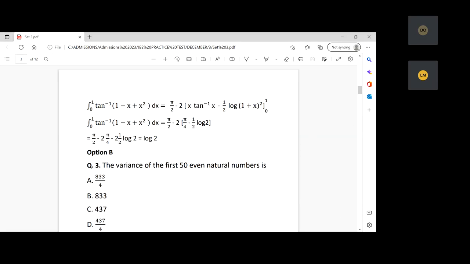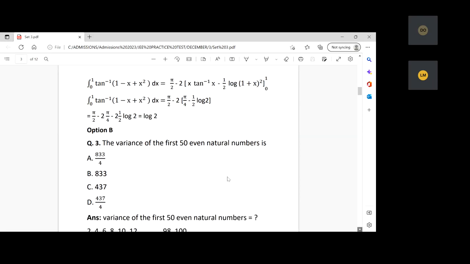So yes, I hope everybody knows the answer here and this is also a common question. 833 by 4, 833, 437, 437 by 4. The variance of first 50 even natural numbers. I'm so sorry. Yes. I think some students have started answering it. If you have any doubts, you can just raise your hands or maybe you can type in the chat box. Is the question visible, children?